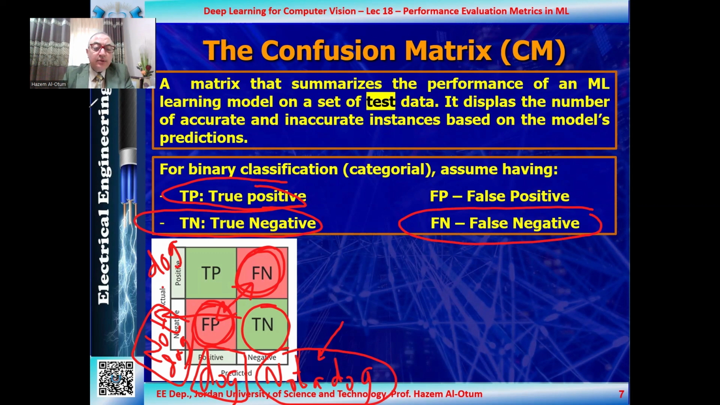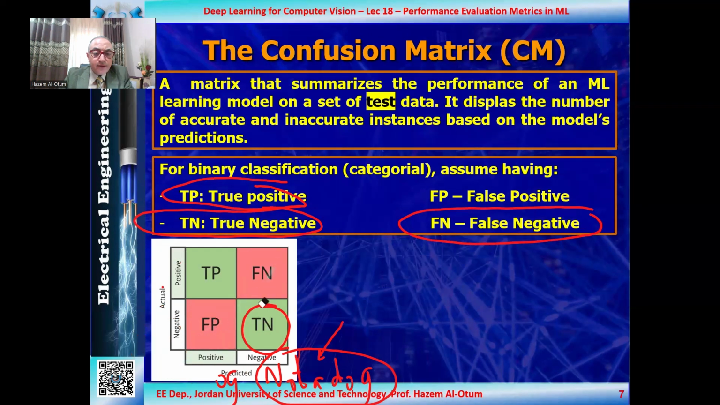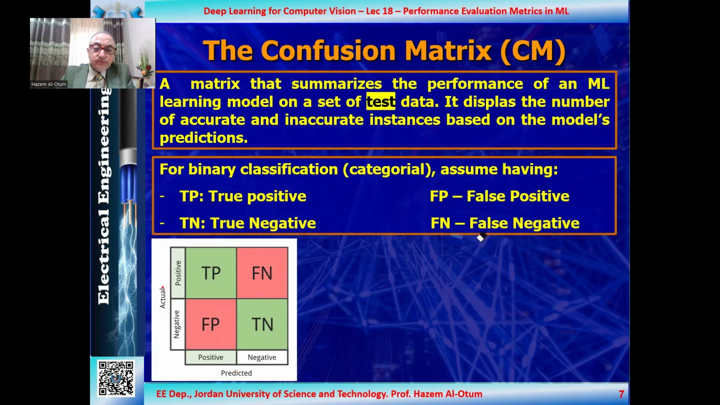And this is the situation where, in this matrix, we can summarize all the information about our decisions with respect to the actual or true labels, the actual classes applied or stored in our system.